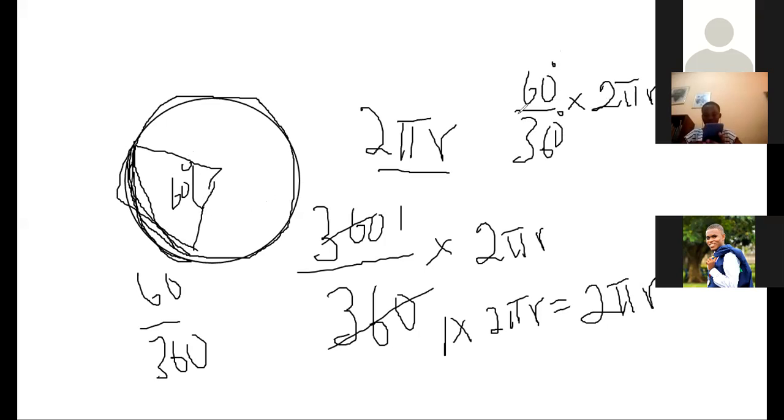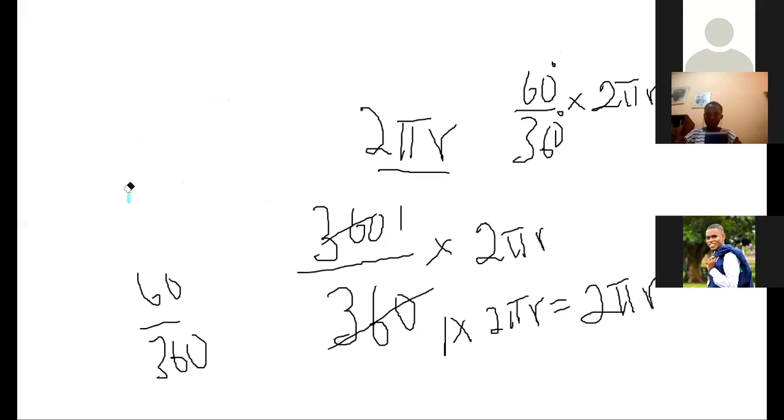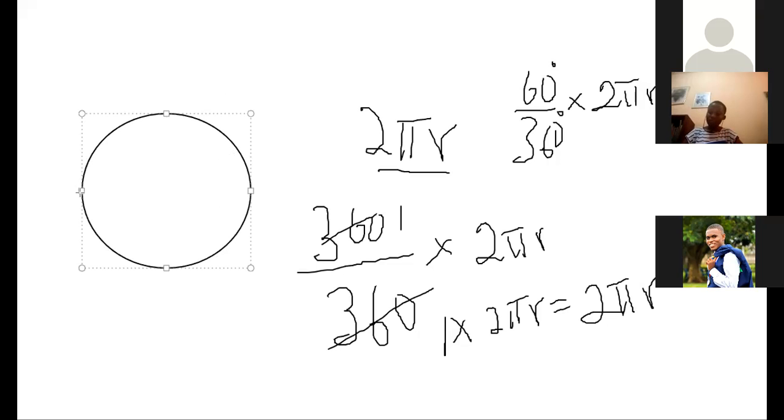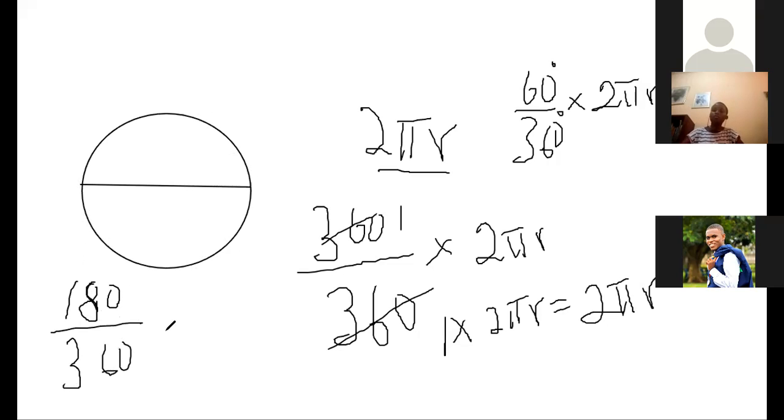Let's not use 60 degrees. Let's use another familiar angle, which is 180 degrees. Is that okay? So you couldn't walk the full 360 degrees, but you were able to walk half of the circle. That's 180 degrees. Therefore, you'll be having 180 over 360 times what? 2 pi r.